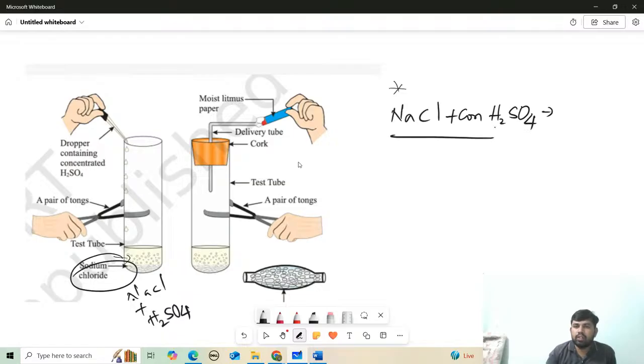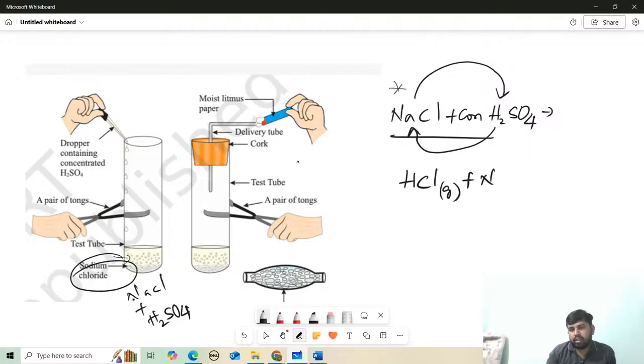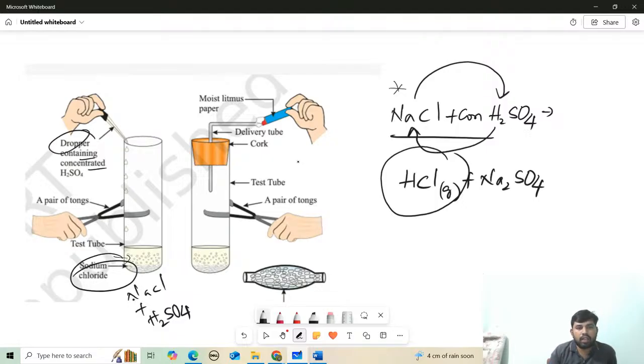Hydrogen will come here, and Na will come in the place of hydrogen. Then we get HCl gas, plus the formation of Na2SO4. Na2SO4 is not important. As we are discussing, HCl is going to be produced in this reaction. Immediately when they add concentrated H2SO4 from the dropper, this gas is going to be produced.